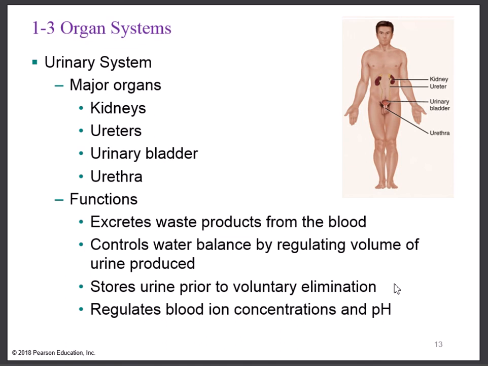This is actually describing the function of the bladder. If you just want to jot down here, the job of the bladder really is just to store urine. And this is another system that helps to regulate blood ion concentrations. Things you may have heard of: sodium, potassium, chloride. We want those to be in normal amounts inside the blood, so the kidney will help to get rid of excess or conserve if we're deficient in these ions.